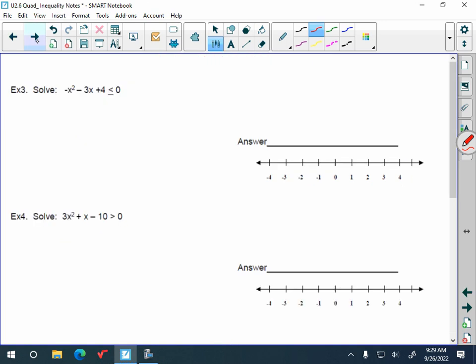All right, example 3. Solve -x squared minus 3x plus 4 less than or equal to 0. All right, so we want to factor this. So what I would do is, because you're leading off with a -1, I would factor the -1 out first. So all the signs are going to change. All right, and now we're going to go ahead and factor this trinomial on the inside. So -4 on top, +3 on the bottom. So two numbers that multiply to -4 but add to 3. 4 and -1.